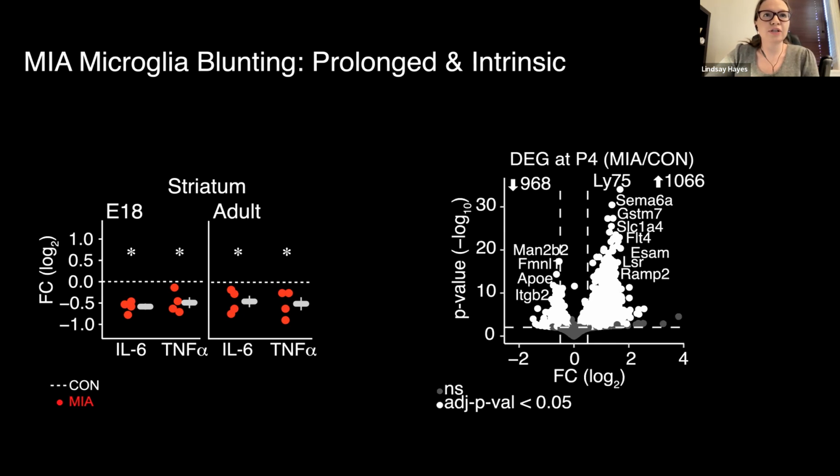To address the second question about non-exogenous activation, I decided to look at neonatal microglia. This is a state where microglia are performing many important tasks such as proliferation, migration, and phagocytosis.